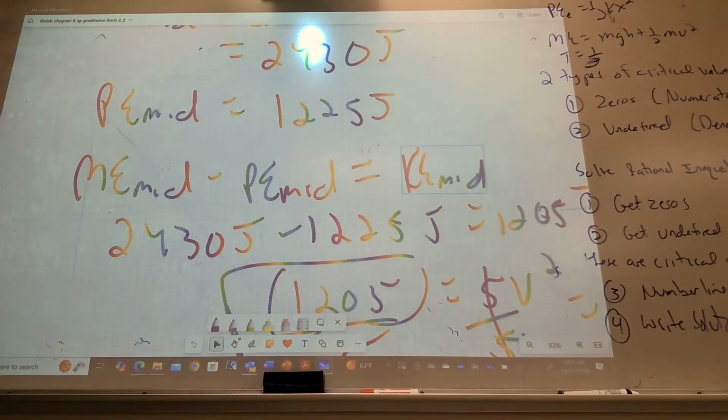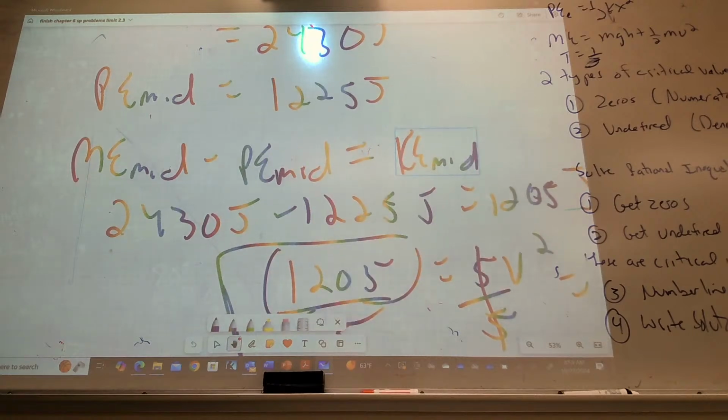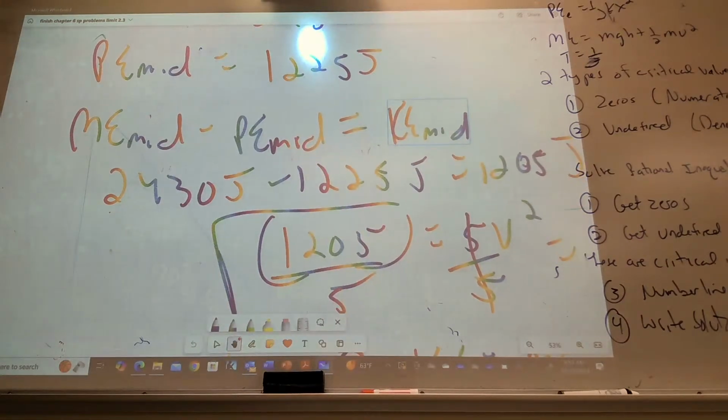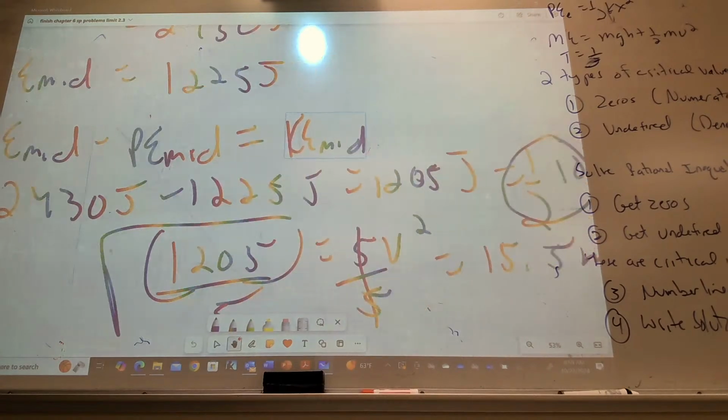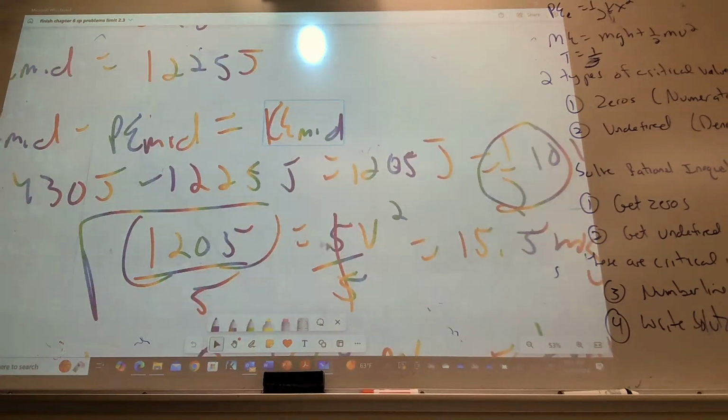Okay, so we had 1/2 mv squared, which is 5. Connie, did you get the speed in the middle? Oh, I got 15.52. Okay, good. So we're just going, the 1,205 is equal to 1/2 10v squared. So I just did 5. It's 1/2 10. Divide that down, take the square root.